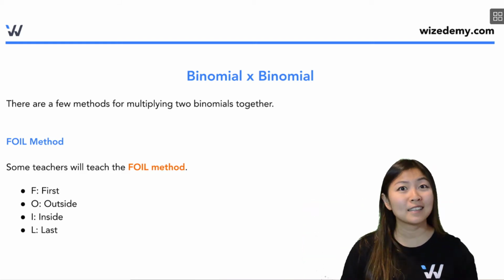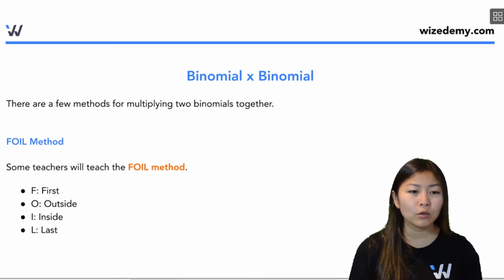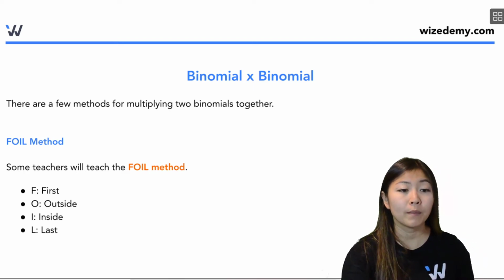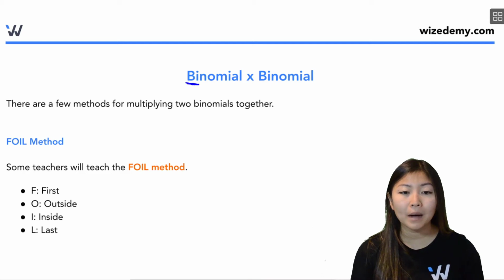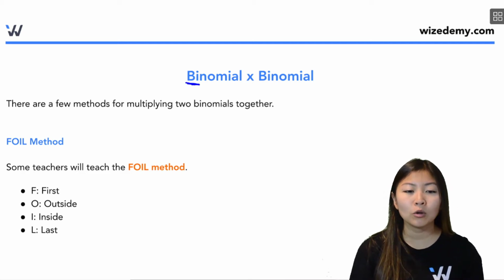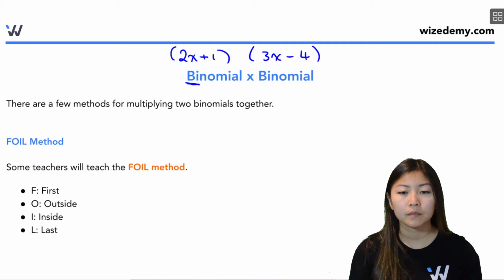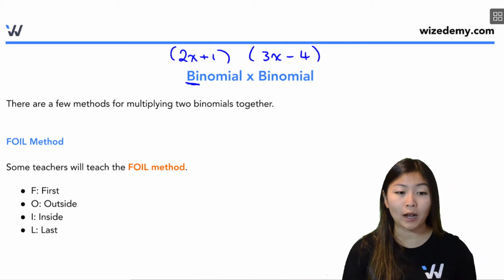In this section, we're going to step it up. We're going to talk about a binomial times a binomial. So how do those generally look? Remember, binomial, like bicycle, has two terms, right? Two wheels, two terms. So a binomial times a binomial looks something like this. Okay, there's two terms in each bracket.